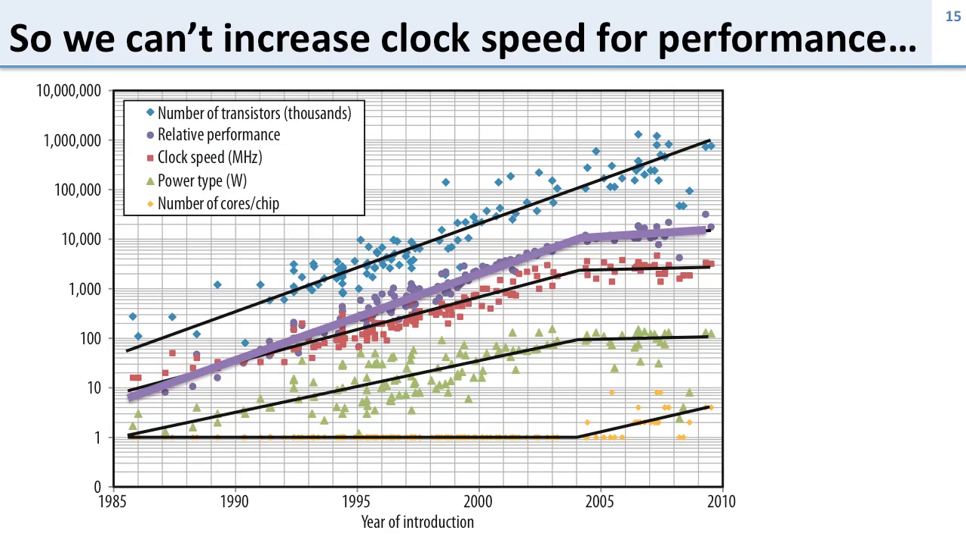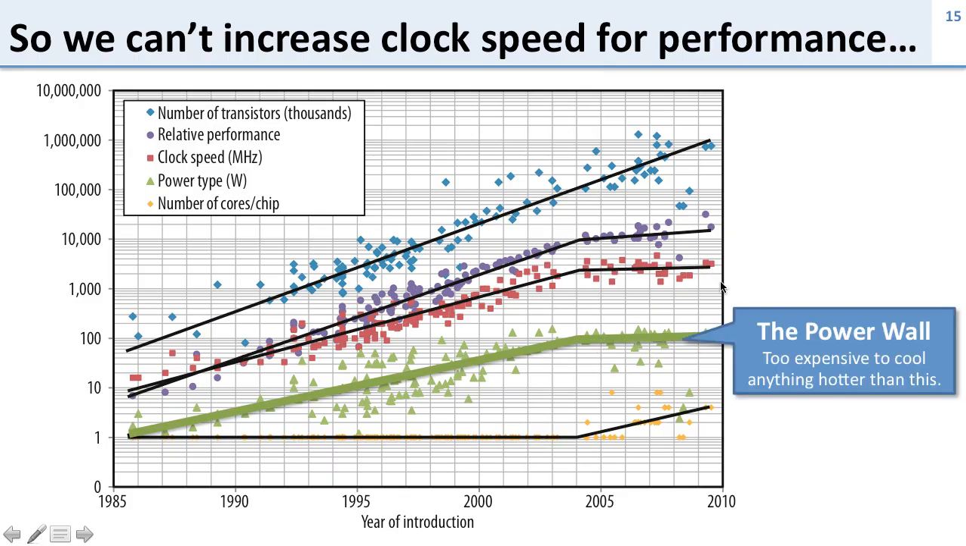So we can't increase the clock speed for performance. Here we have our clock speed, and you can see it's leveled off here. And that's because if we increase our clock speed, we're going to directly increase our power. And we can't decrease the voltage to compensate. So here's our power, and you can see the power is pretty much leveled off when we leveled off our clock speed. This was the power wall we ran into.